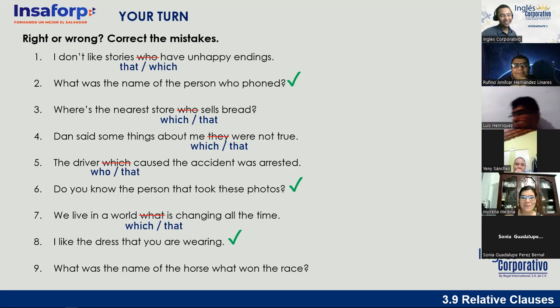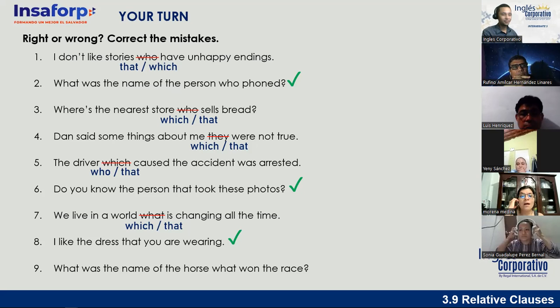Ok, Morena, let's see. Sería, what was the name of the horse that won the prize? The race, okay. The race. Yeah, what was the name of the horse that or which won the race? The race. Good. Very good. Thank you, Morena. And that's the last exercise we will have about relative clauses.